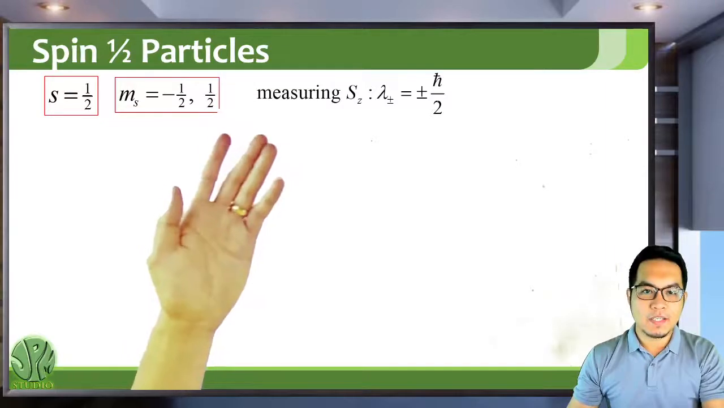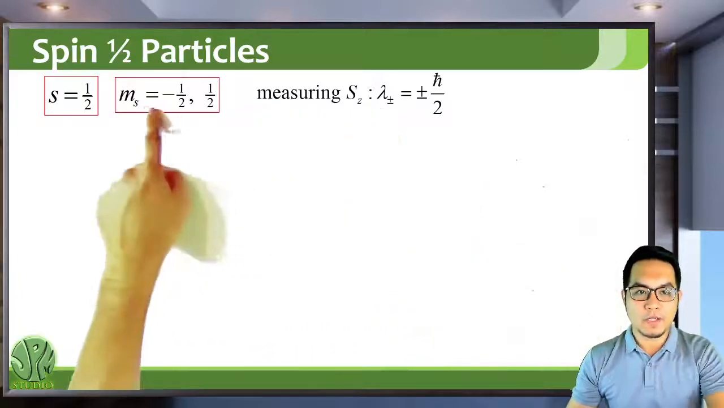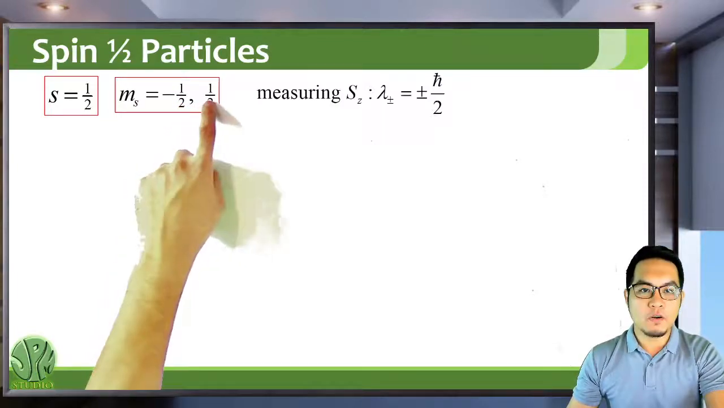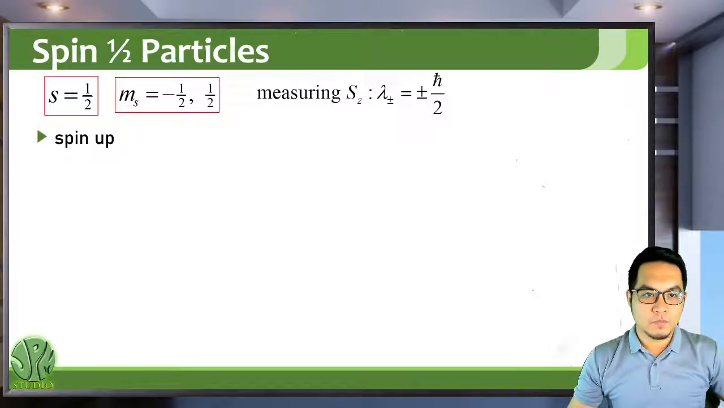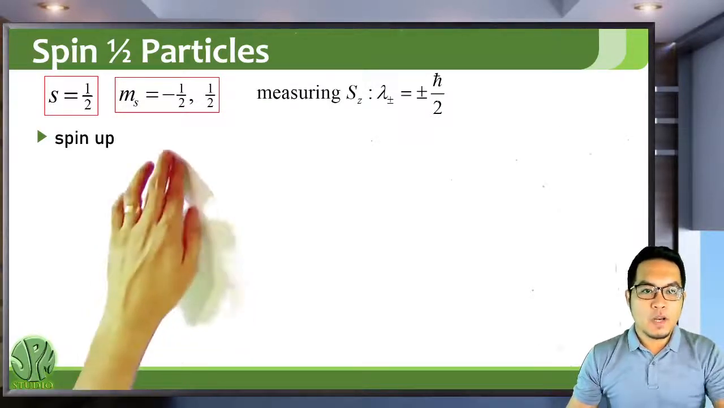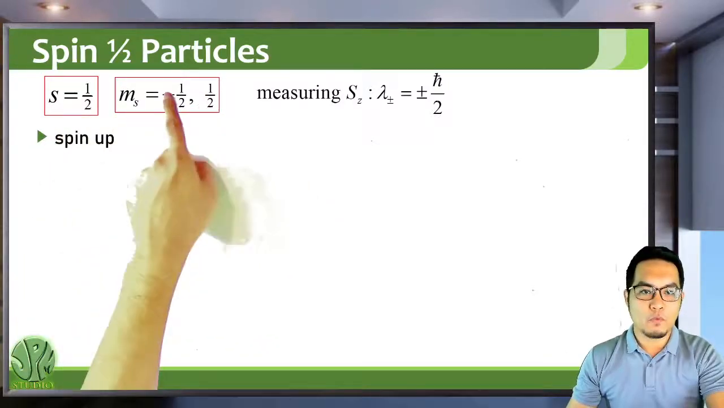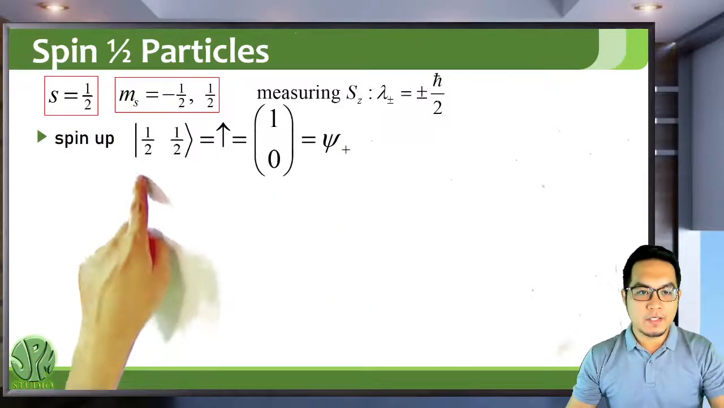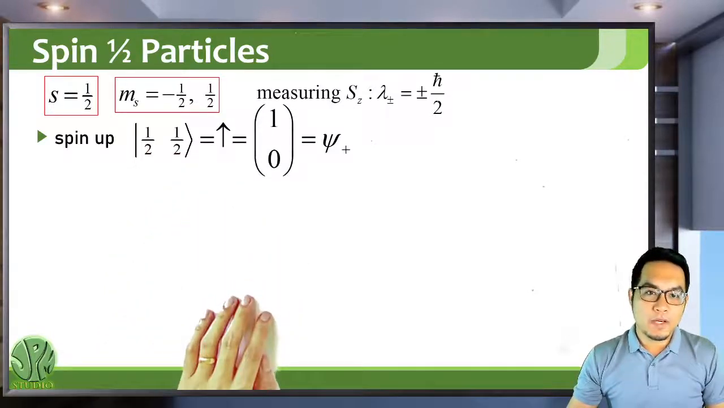This also implies that if you measure the z component of the spin angular momentum of the particles, you will only get two values: negative 1/2 h bar or positive 1/2 h bar, or plus and minus h bar over 2. So they only have two states: the states s, m, so 1/2, negative 1/2, and 1/2, 1/2. The state 1/2, 1/2, where m is positive 1/2, is what we call the spin up state.